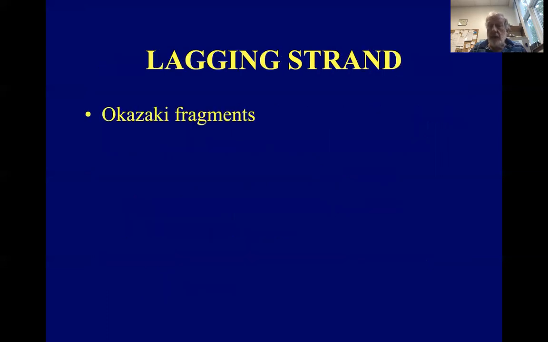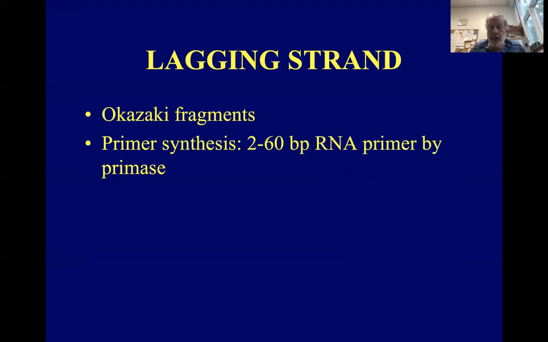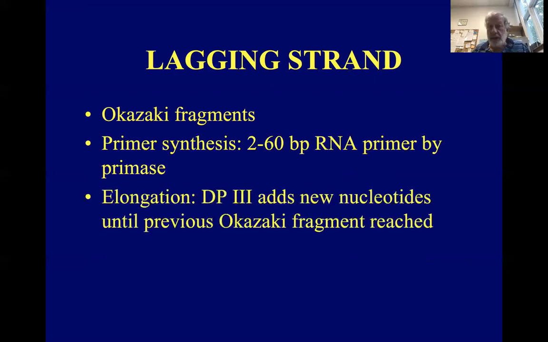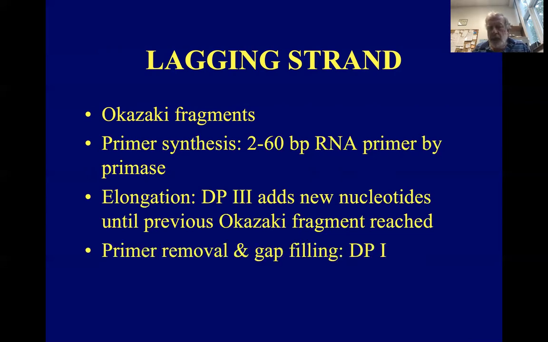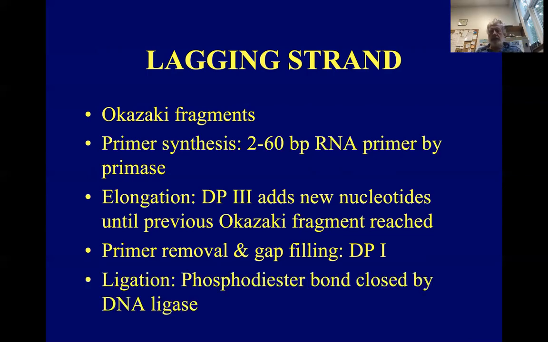So this lagging strand is made in these small fragments called Okazaki fragments. And the steps used in making those: first is primer synthesis, so that's anywhere from 2 to 60 base pairs of RNA laid down by the enzyme primase. Then DNA polymerase comes in, adds new nucleotides to the 3' end until it runs out of room, reaching the previous Okazaki fragment. Then DNA polymerase 1 comes in, removes the RNA primer, and fills the gap with DNA nucleotides. And then lastly, there will be a gap left, a nick between 2 adjacent nucleotides in the sugar phosphate backbone, and DNA ligase will come in and close that by a process called ligation.